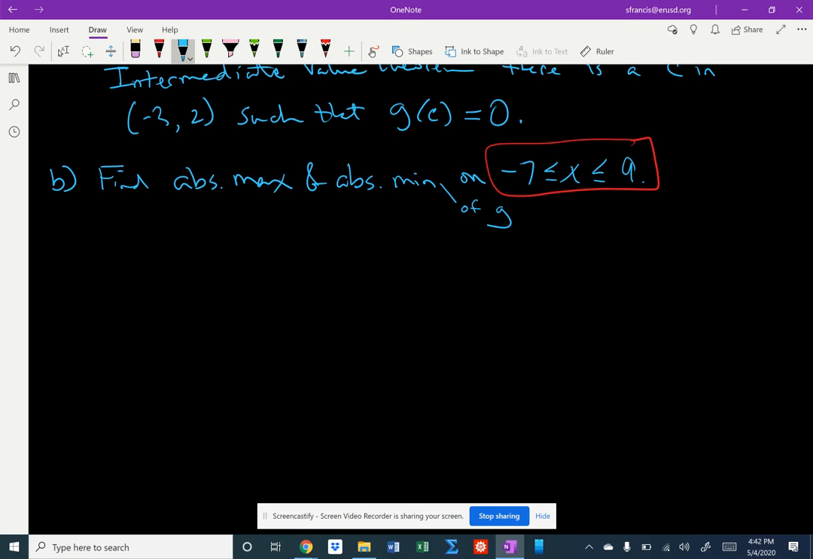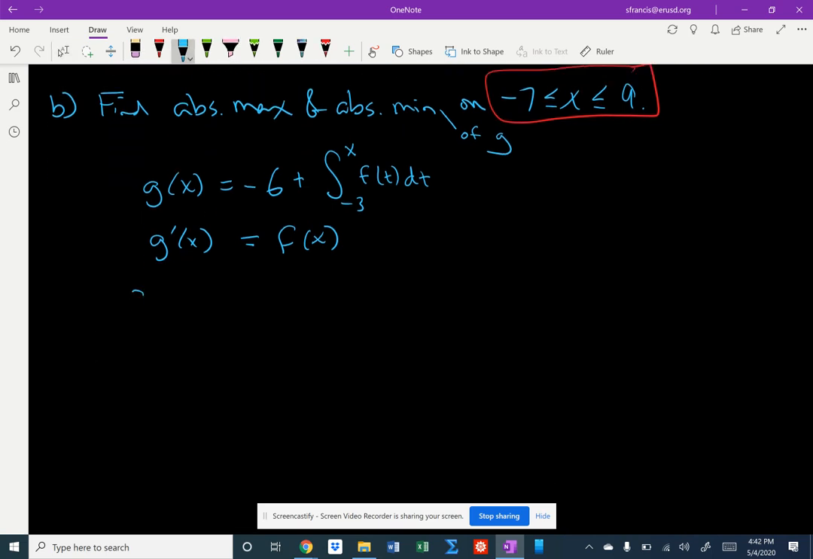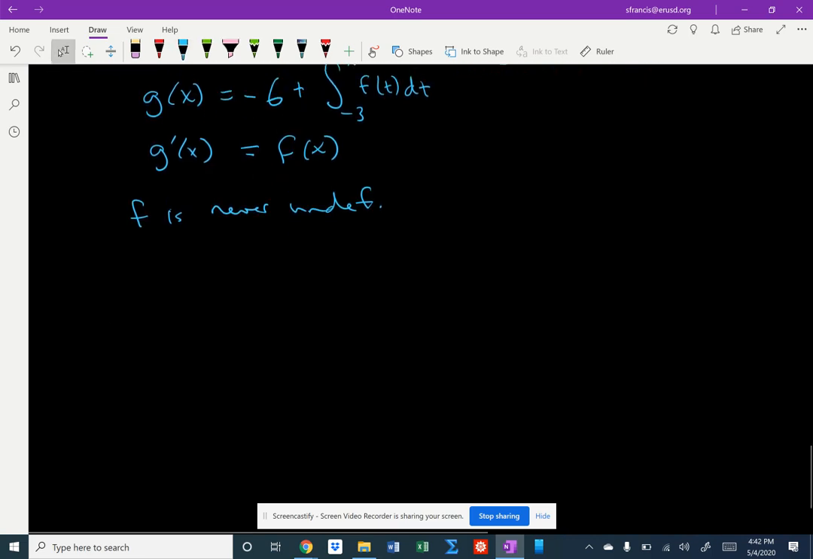So now you get 1 point since G of X is this -6 plus the integral from -3 to X of F of T dt. G prime of X, of course, the derivative of -6 is 0. By the fundamental theorem, this works out to be F of X. You get a point for just doing the fundamental theorem in this problem, just like that. The next thing is to find the critical numbers. So F is never undefined on our interval. They don't actually require you to mention that here, but I would, just to be complete, because we hold ourselves to a higher standard. Now we want to know where F of X is equal to 0.